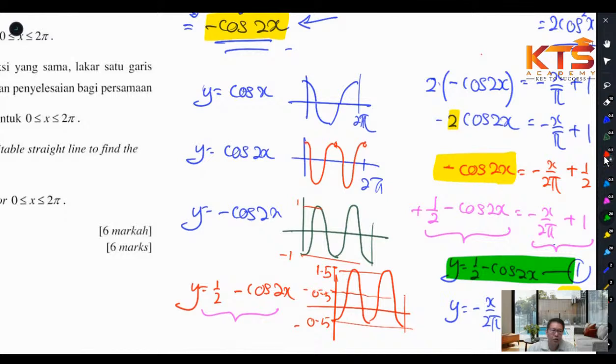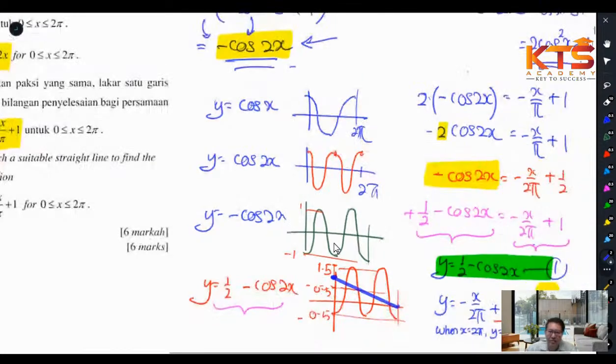All right, so how to plot? Linear programming, that time you learned already, plus 1. That means it will be here. When x equals 2 pi, you get y equals what? Okay, process your brain. It's 0. Yeah, it's 0. Then I will connect this line here. All right, so let's zoom out now.